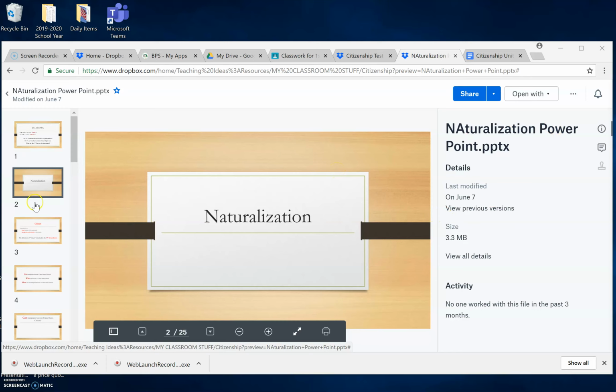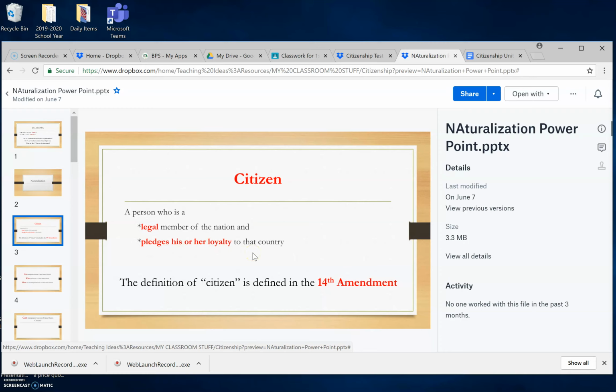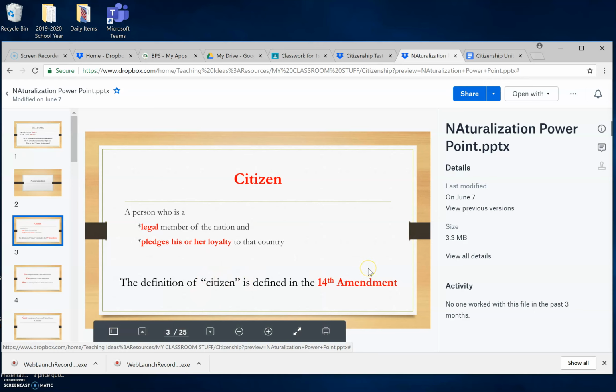All right, naturalization. So we know what naturalization is. What we're going to talk about is citizenship: a person is a legal member of a nation, and someone pledges his or her loyalty to that country. Citizenship is defined in the 14th Amendment. Whenever you see 14th Amendment, think citizen. 14th Amendment, Citizenship Amendment. Anything to do with citizenship is going to be wrapped up in the 14th Amendment. The 14th Amendment is what defines who is a citizen and who is not.